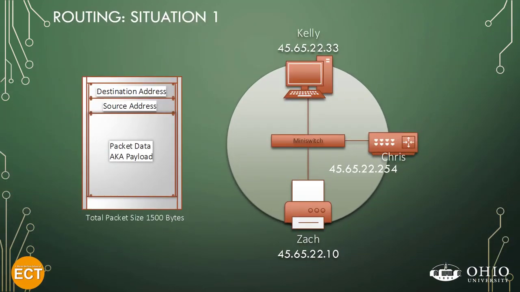All right, so here I have an example that we saw earlier of our 3 machines in a local area network connected to a mini switch. And we've got Kelly with an IP address, and Chris with an IP address, and Zach with an IP address.